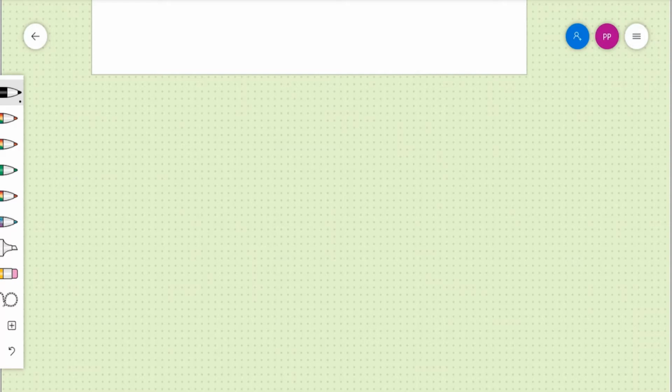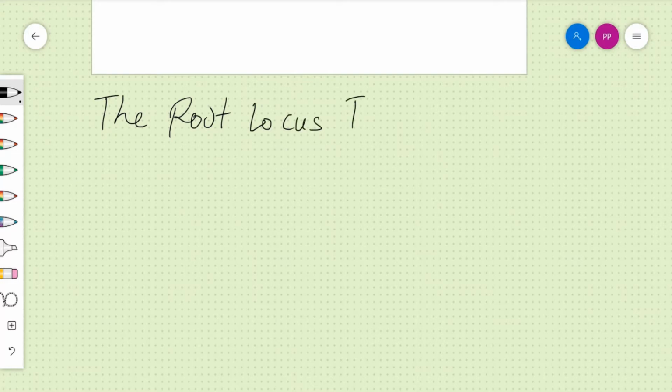So let me give the heading: root locus technique through a problem.